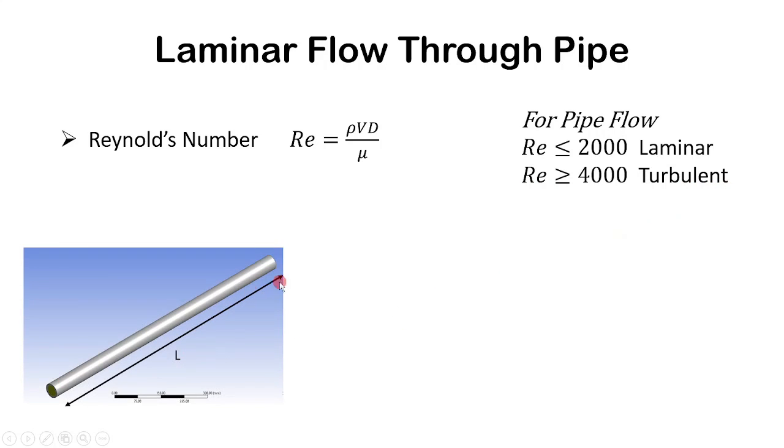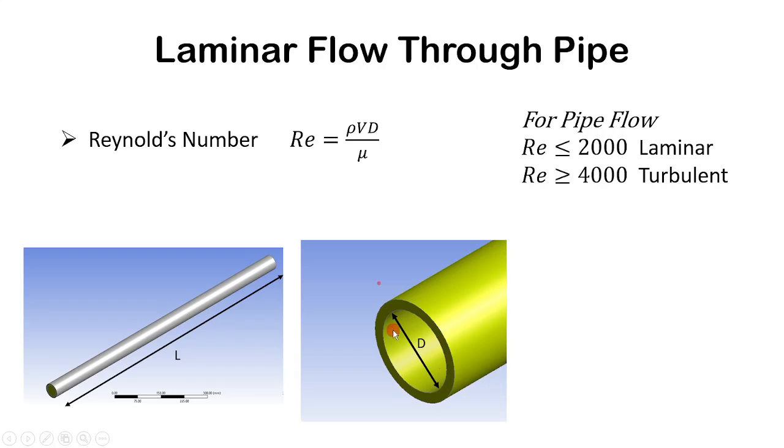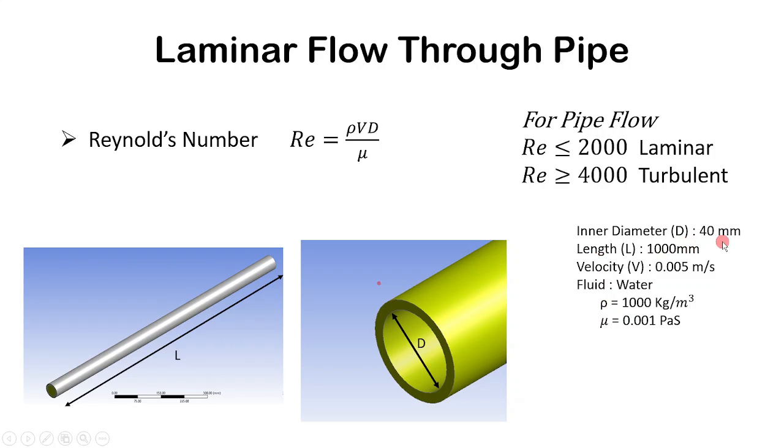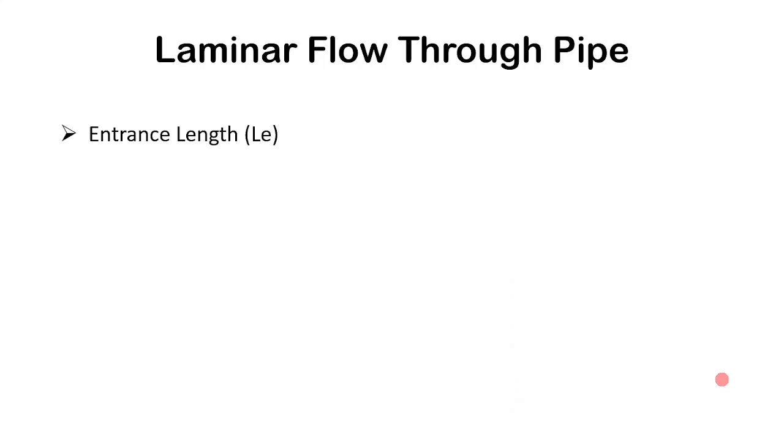So for that we are considering one pipe having the length L and inner diameter capital D. So we are considering the specification like this. Inner diameter is 40 mm, length is 1000 mm, that is 1 meter. Velocity from one end is 0.005 meter per second. And fluid we are considering as water having properties like density 1000 kg per meter cube and dynamic viscosity 0.001 Pascal second. So for this case, our Reynolds number is 200. So for that, we'll see the laminar flow through the pipe.